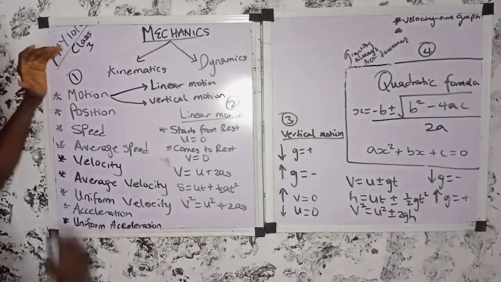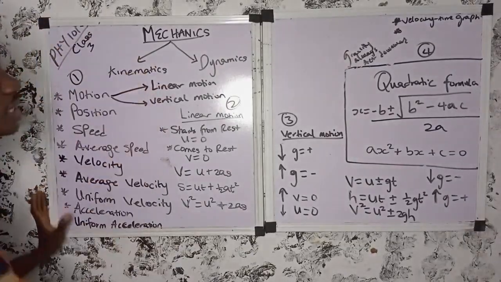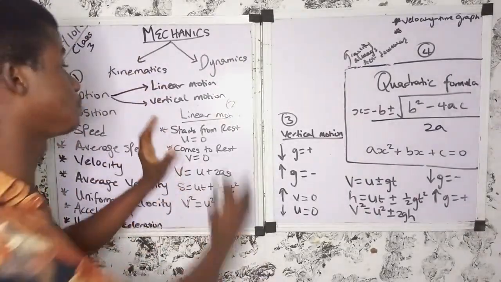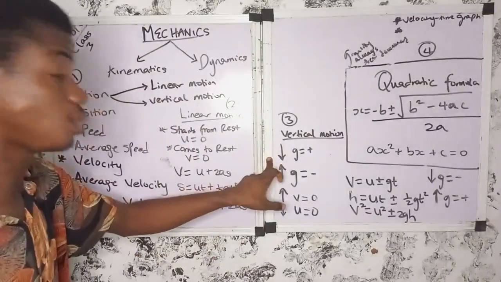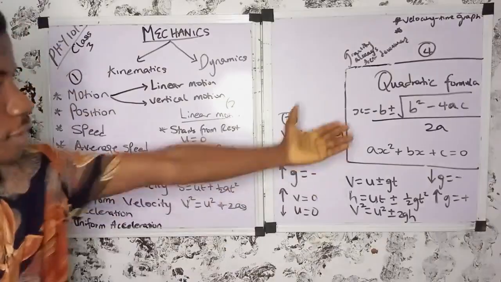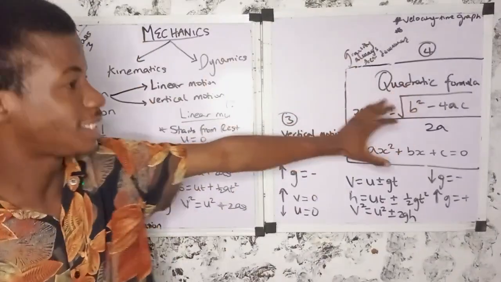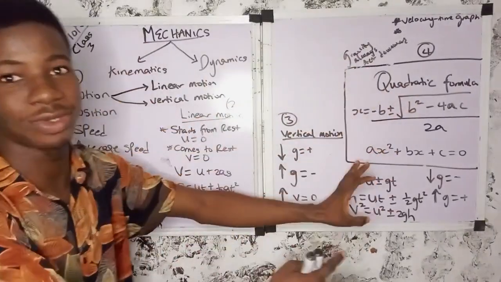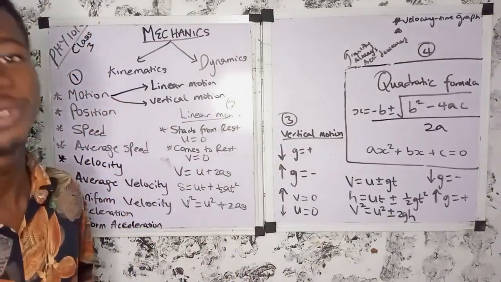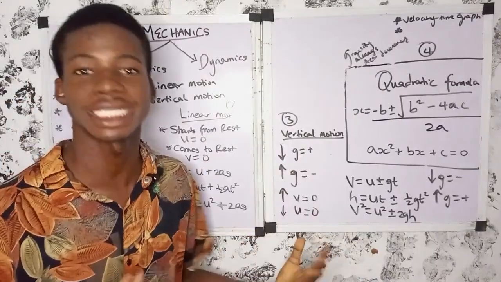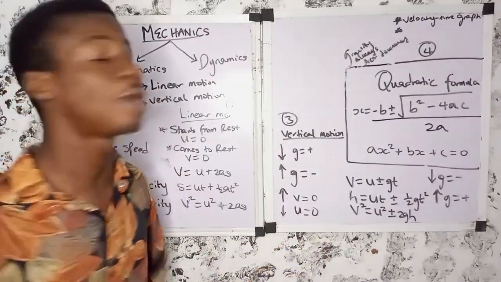In the first category, I'll talk about this aspect. In the second category, I'll talk about linear motion. In the third category, I'll talk about vertical motion, which is very important. Then the fourth category, I'll talk about the quadratic formula as regards motion. Then in the fifth category, that is when we start solving exercise questions in your Physics 101 textbook.